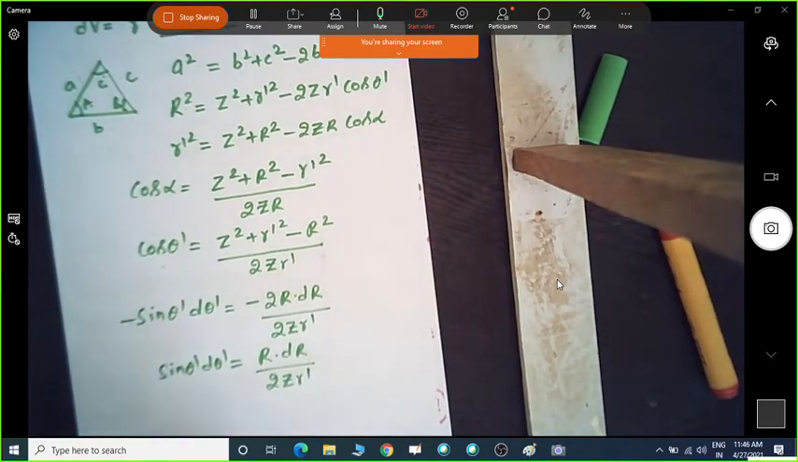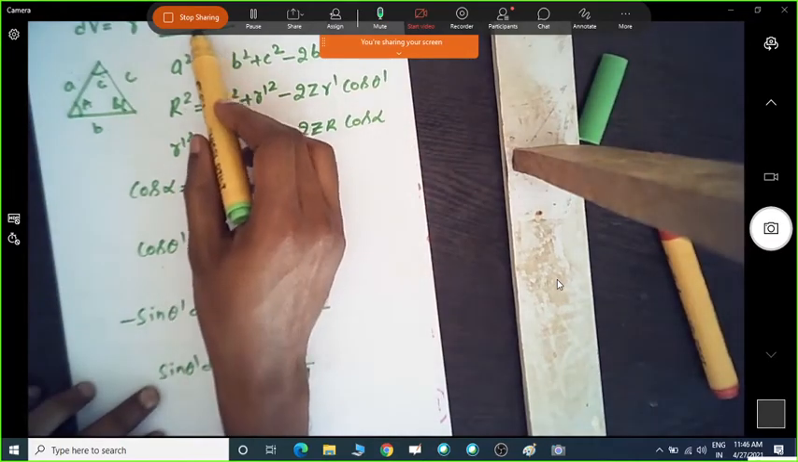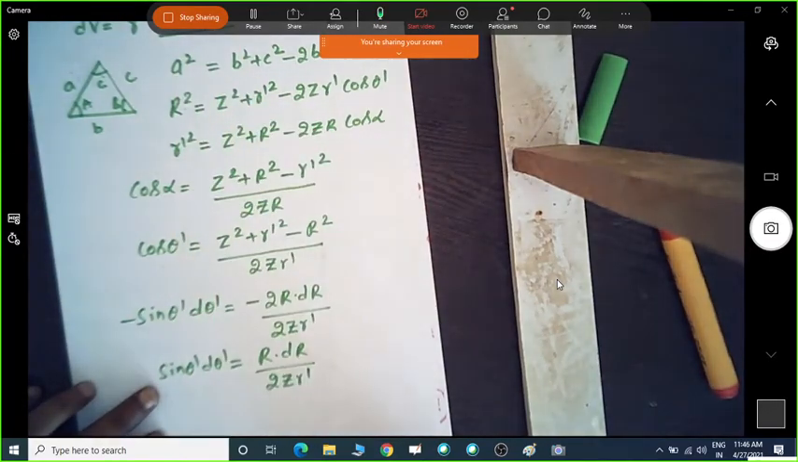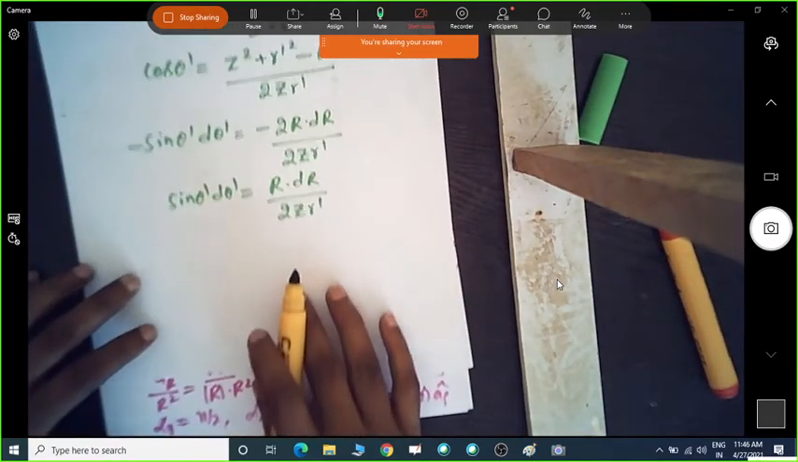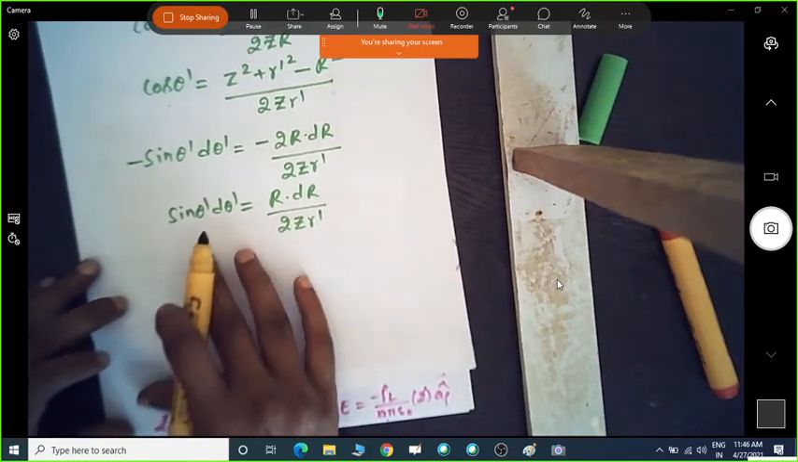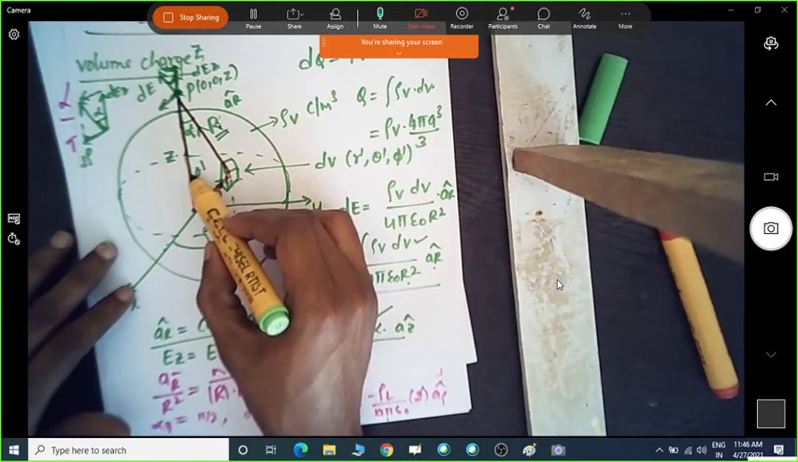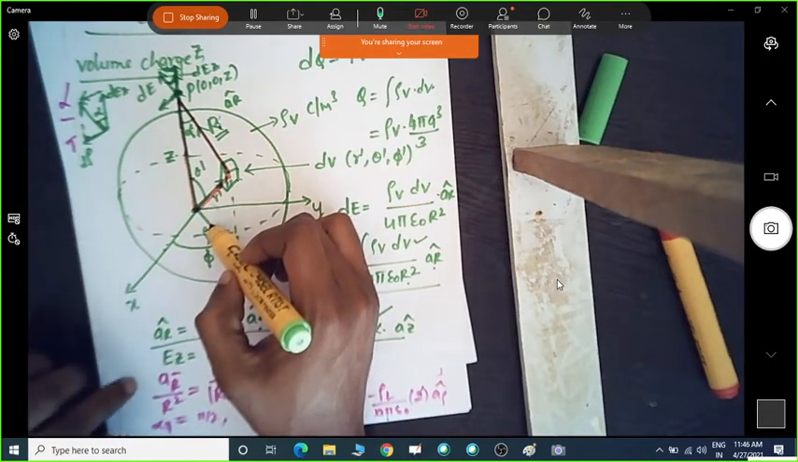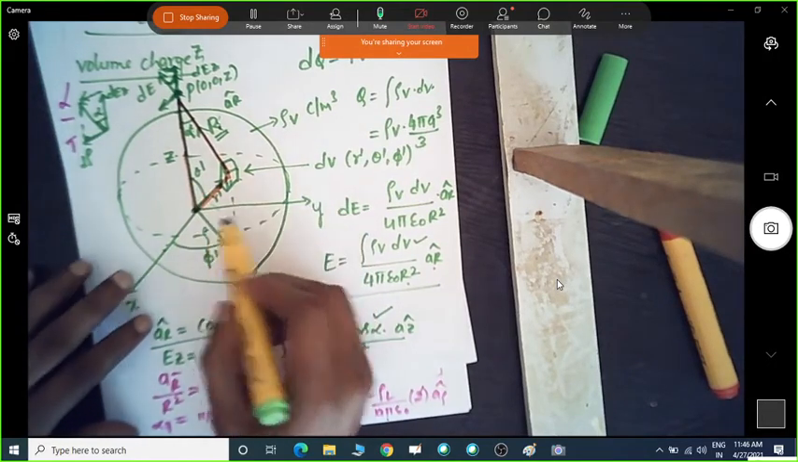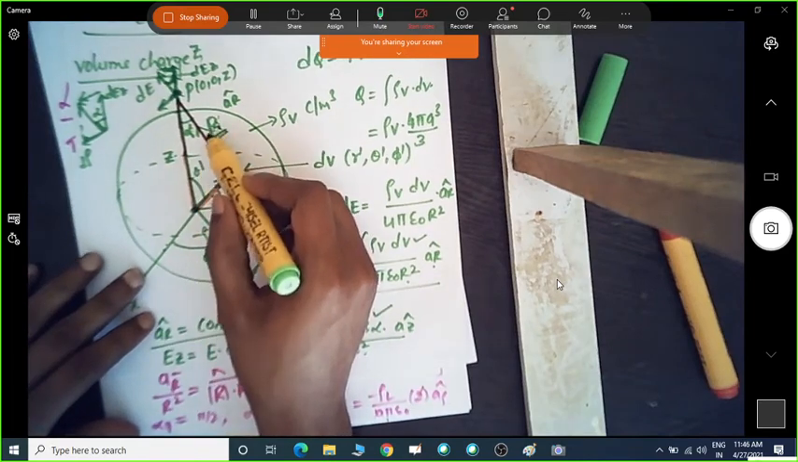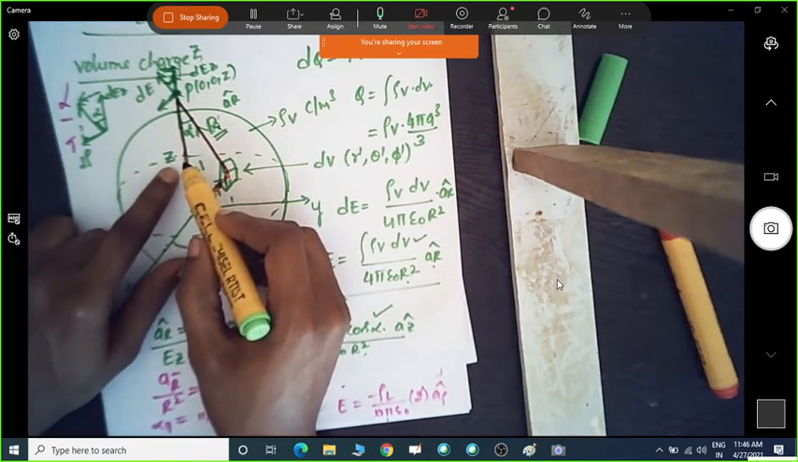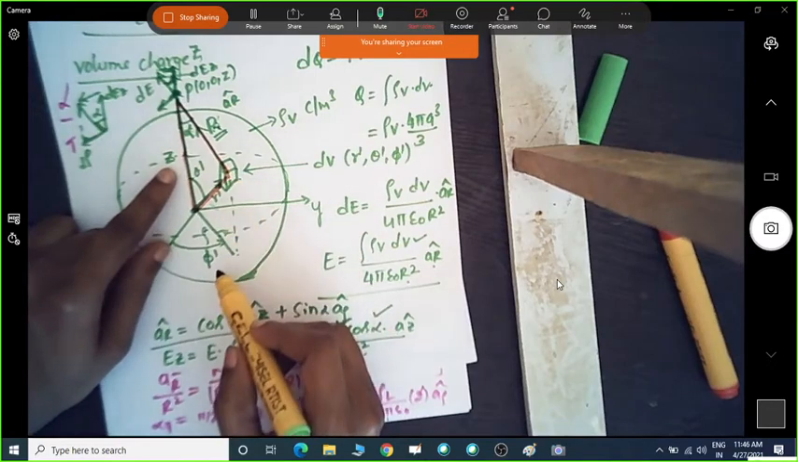Okay, so now this is what sin theta into d theta dash, so we can have this value. Now as theta dash varies from 0 to pi, you can observe one more thing here: r varies from z plus r dash to z minus r dash.